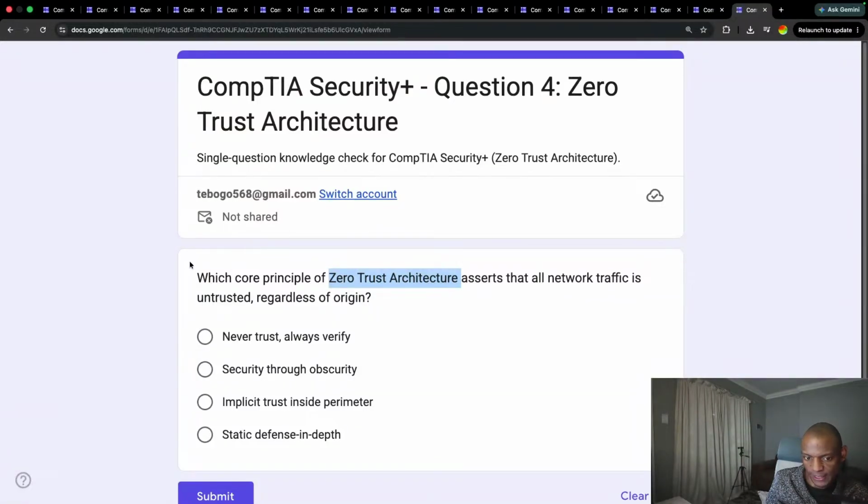The correct answer is never trust, always verify. So in zero trust architecture, you never trust, you must always verify. That's what zero trust means.